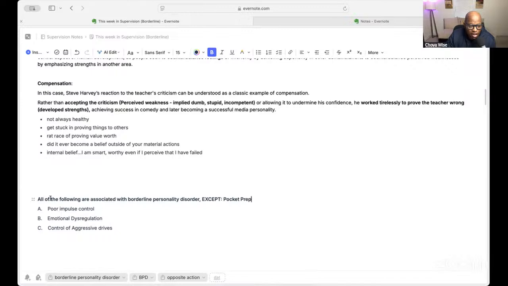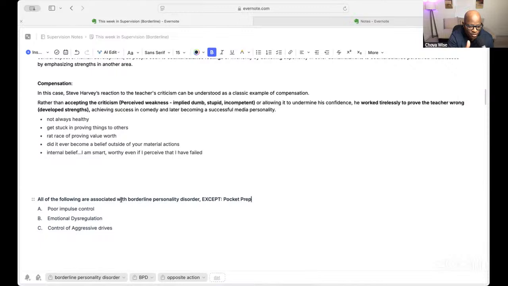The question was, all of the following are associated with borderline personality disorder, except which one? So you have to know a little bit about the symptoms. If you don't know enough about the symptoms of borderline personality disorder, you will learn them by the time we're done. You're going to know more than what you started with, I'm hoping. We got a lot, so let me hurry up. So, of course, we've got to do the deduction.